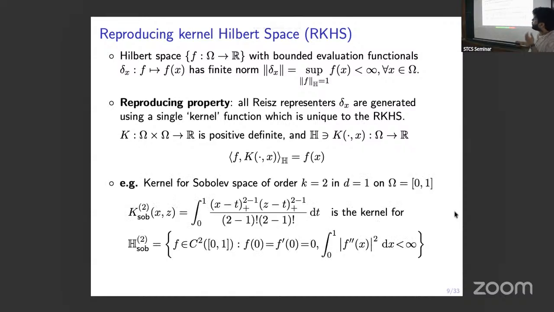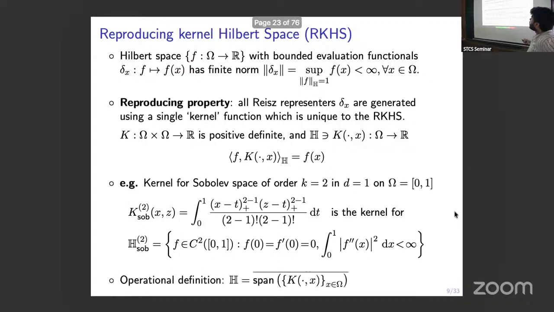Okay. So let's go back to the Sobolev space that we defined earlier of order k equal to 2 in one dimension. The kernel function has a closed form expression. It's the integral from 0 to 1 of some complicated looking function, but something you can actually compute on a computer. You can define this for different orders. So this is for k equal to 2. You can define it for arbitrary k's. You will get more and more smooth functions as you keep changing the order.